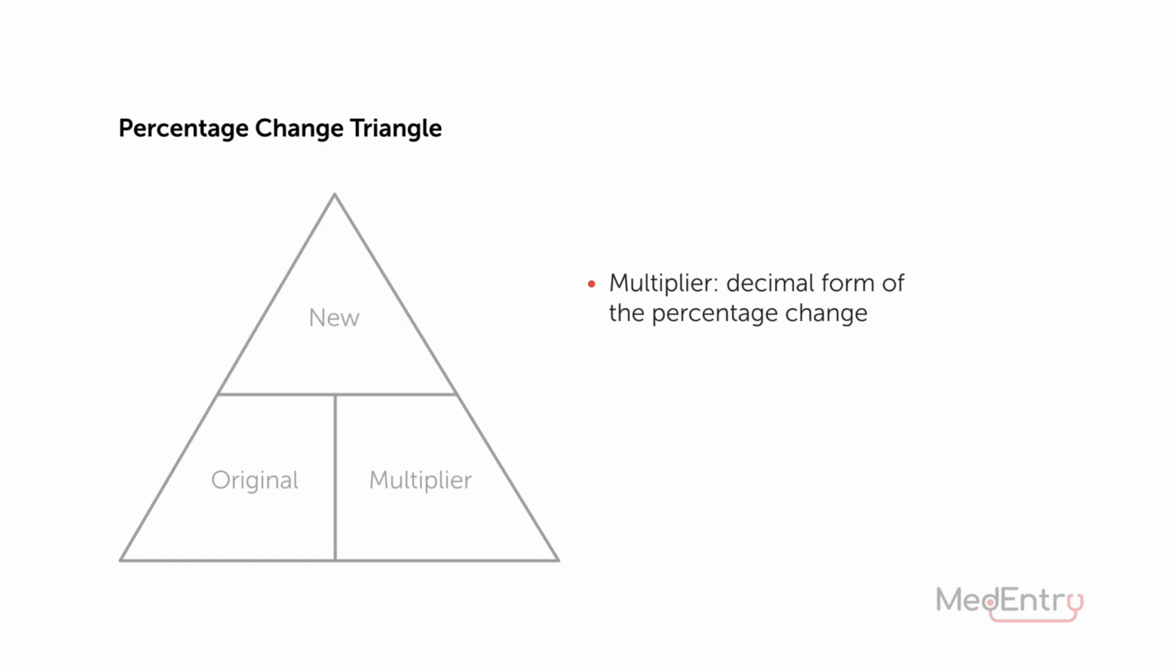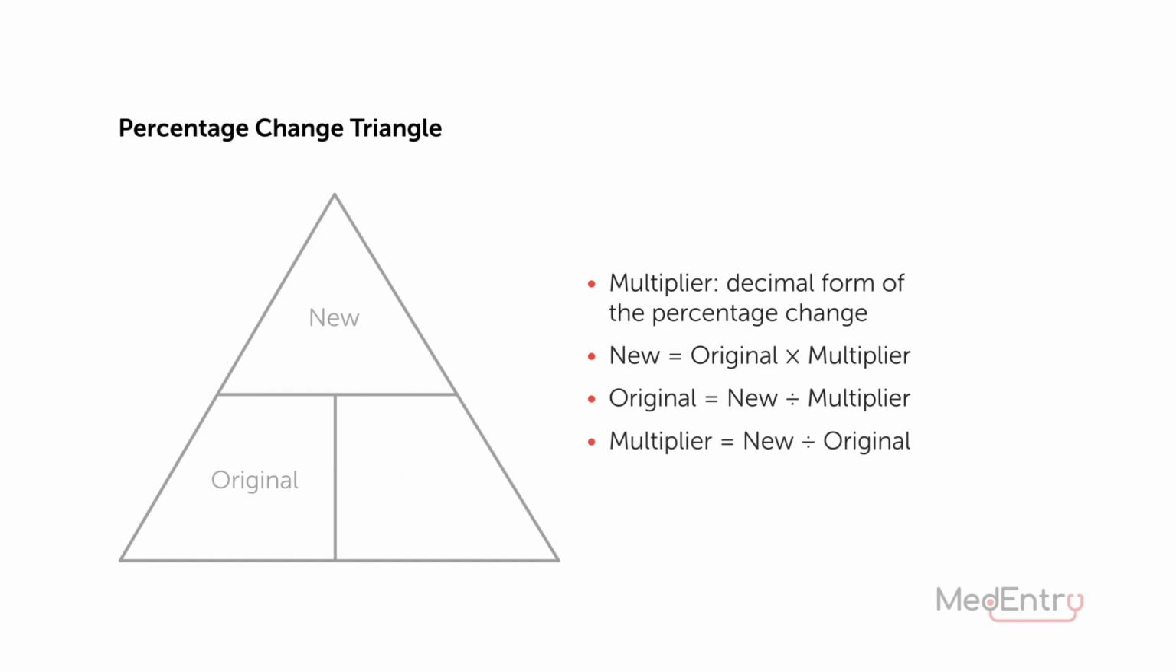Using our triangle, if we want to find the new value, we multiply the original by the multiplier. If we want to find the original value, we divide the new by the multiplier. If we want to find the multiplier, or percentage change, we divide the new by the original.